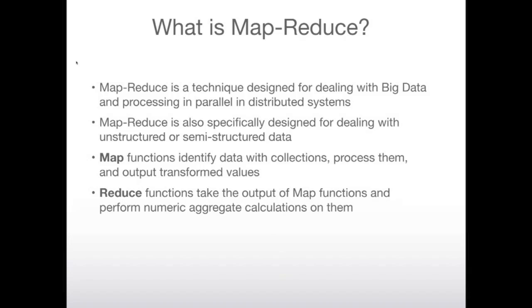we use MapReduce to create indexes. So what are the parts of a map and a reduce? A map is basically a function that identifies data within collections and processes them and outputs a transform value. So that's the general understanding of what a map function does. And if the output transform values are numerical, you can also use a reduce to compute aggregates on that numerical information.